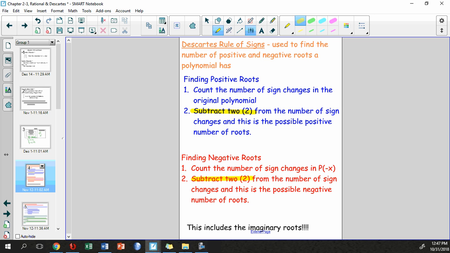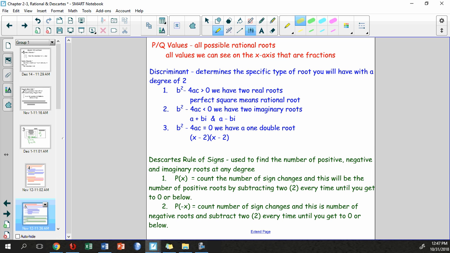If I had 5 sign changes, I would have 5, subtract 2 gives you 3, subtract 2 gives you 1. Can I subtract 2 from 1 and get negative 1? I can't count negative 1, can I? So I'd have 5, 3, or 1. All right? And we're going to do some of those because it's not going to make sense until I do them. And then the last one that I really want to talk about is right here.